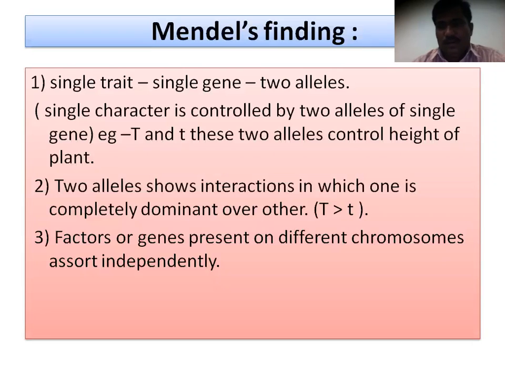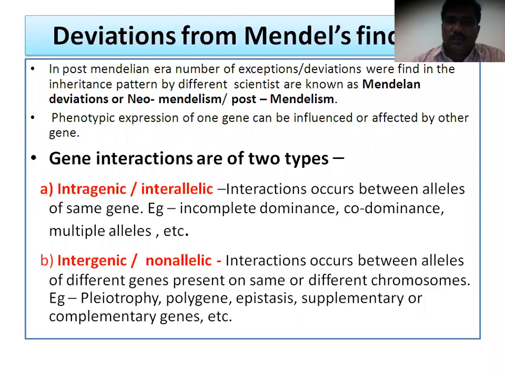But after Mendel, some scientists worked on Mendel's experiments. They used different plants and animals to check the ratios found by Mendel, and they found some exceptions. These exceptions are known as deviations. So, which are these deviations? We learn in this session. The deviation from Mendel's findings is known as neo-Mendelism. Why do these deviations occur? These are due to gene interactions.